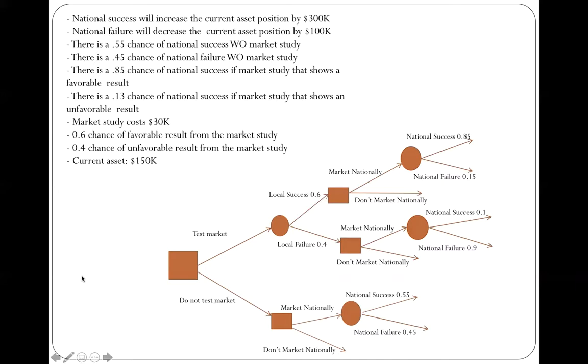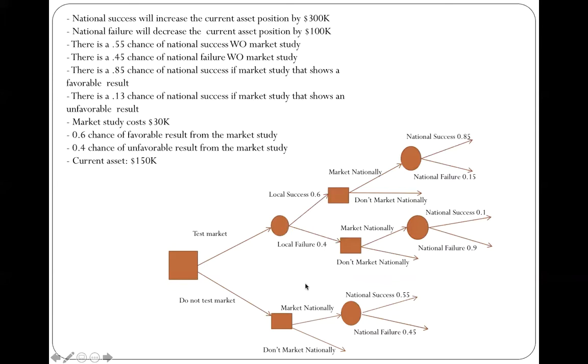So here is basically the structure of the decision tree that represents this problem. If you remember, we said decision trees are used when we need to make a series of decisions over time. So here, our first decision is, should we test the market locally or not? And the second decision we have to make is, should we go ahead and market the product nationally or not?